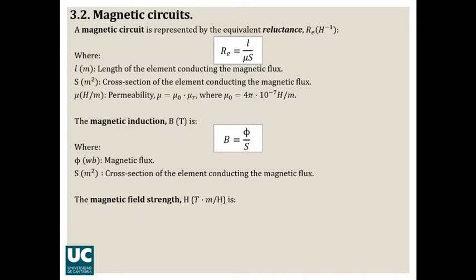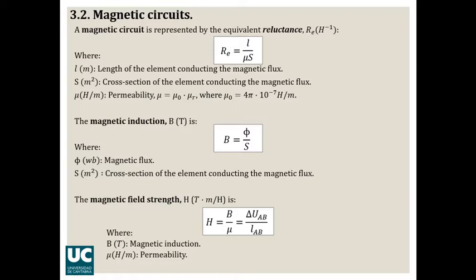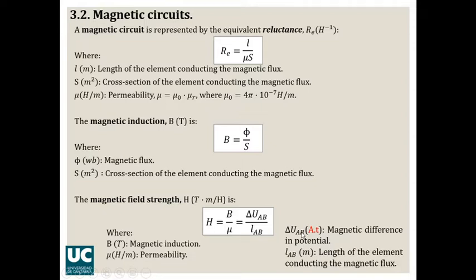The magnetic field strength, H, is the magnetic induction divided by the permeability of the material that we have in the magnetic path. And the units of the magnetic field strength are Teslas per meter divided by Henries. Another equivalent expression for the magnetic field strength is the magnetic difference in potential, whose units are ampere turns, divided by the length of the magnetic path, which is the element conducting the magnetic flux.